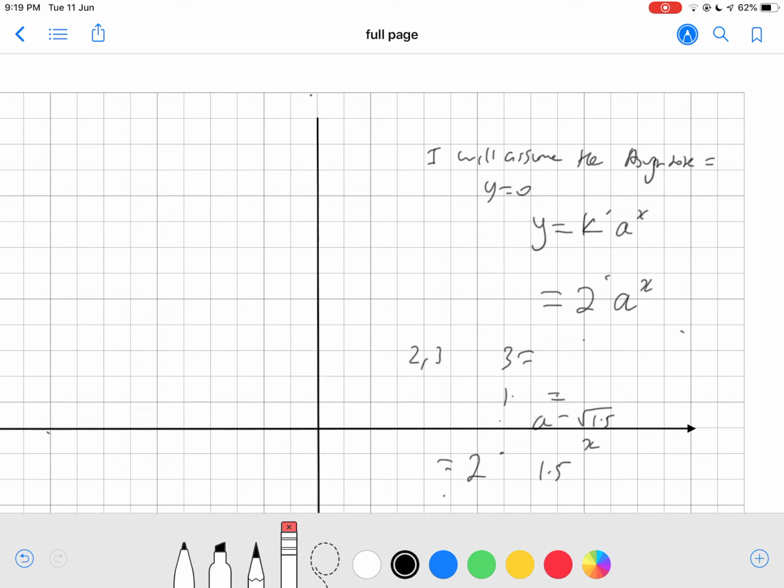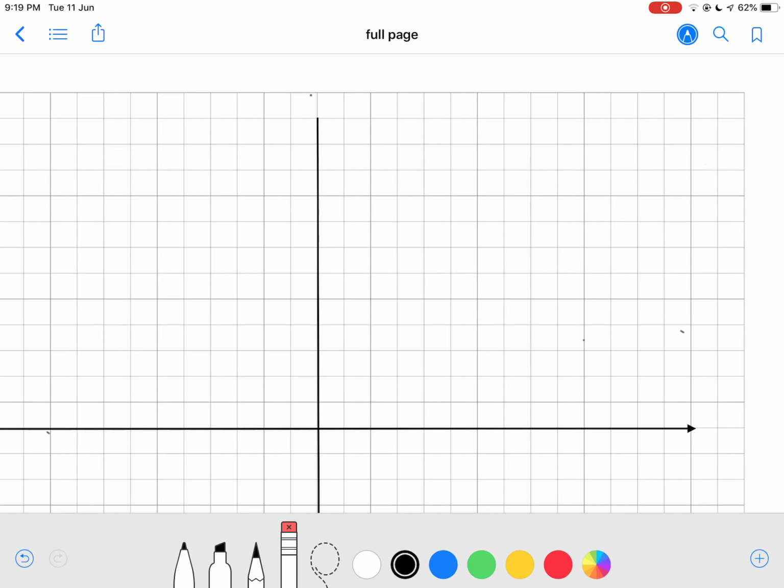I'll be moving on to our cubic. We'll do square root first. We'll be moving on to our square root graph next, which is probably one of the easiest graphs in the internal. Our square root graph looks something like this, and it starts at (0, 0).